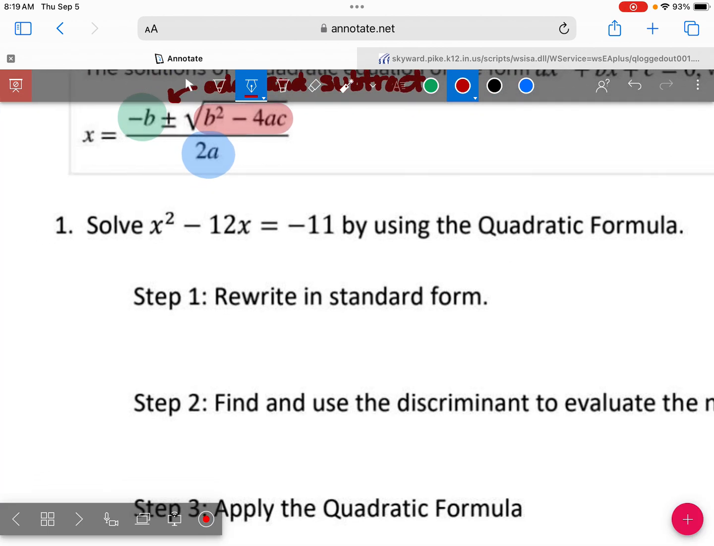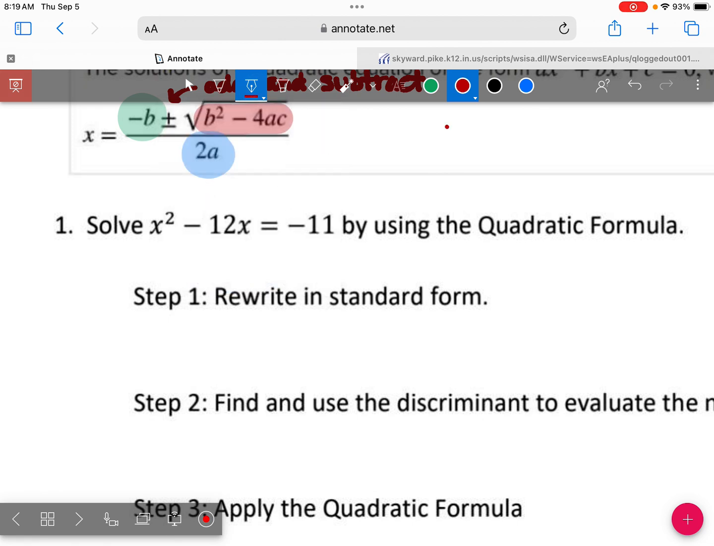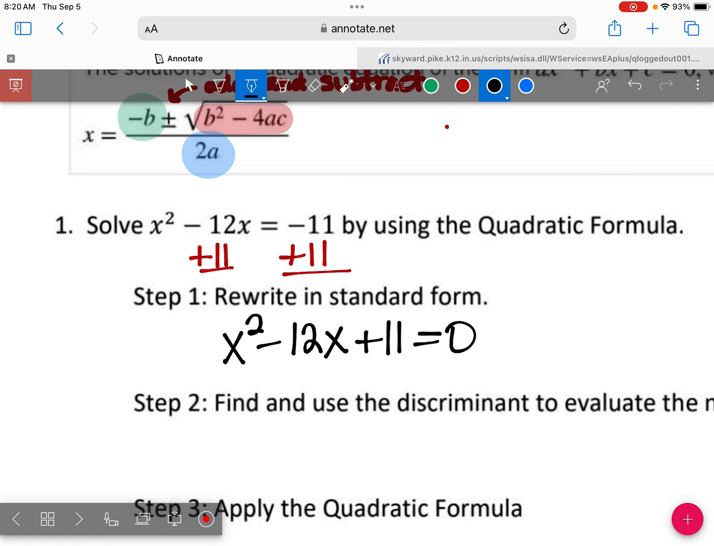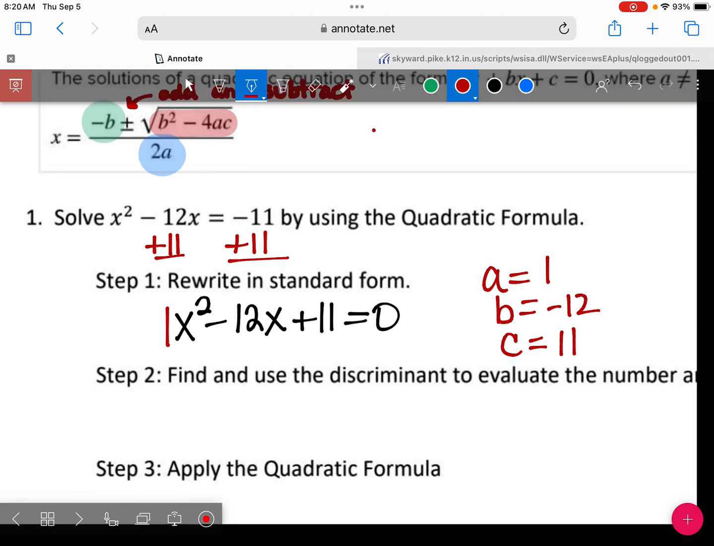For the first one, the first step is to put it in standard form. So let's go ahead and add 11. We don't have a like term on that other side, so it becomes x squared minus 12x plus 11 equals 0. It has to equal 0 to be in standard form. Okay, so that means A is 1, B is negative 12, and C is positive 11.